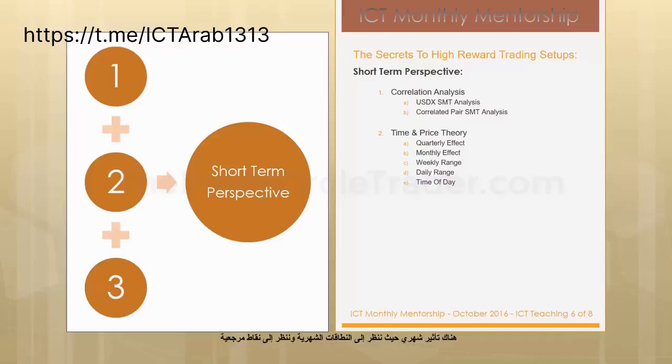There's a monthly effect where we look at the monthly ranges and we look at specific points of reference relative to the monthly chart. And then obviously the weekly range, most of you know about that because I teach a lot in my free tutorials about one shot, one kill setups, which is like my bread and butter go-to.